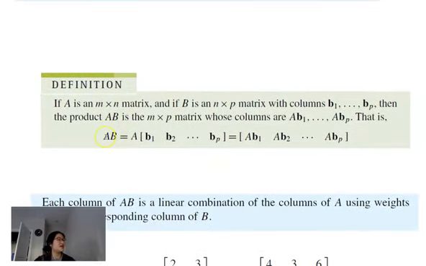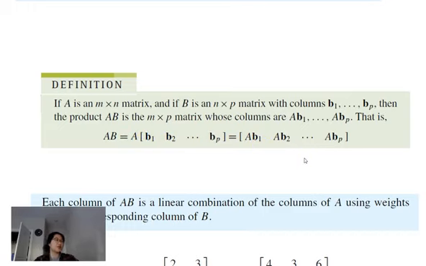Alright, so if we have an m by n matrix and an n by p matrix, so they're different sizes, then we can multiply, which is so cool. And our product is going to be our columns, which are our vectors, our columns of B as vectors, with our matrix A multiplied by each of those.